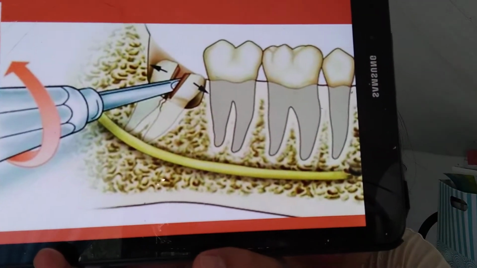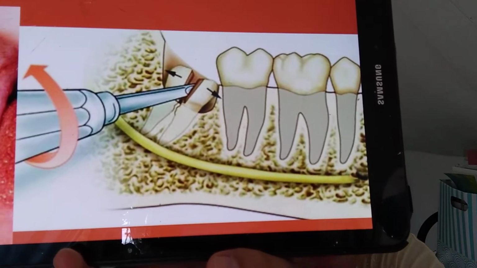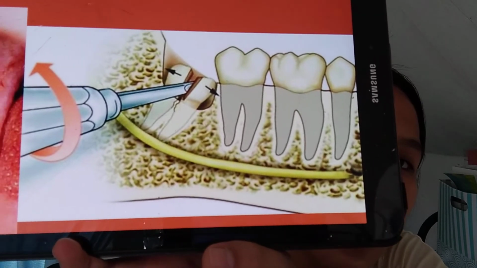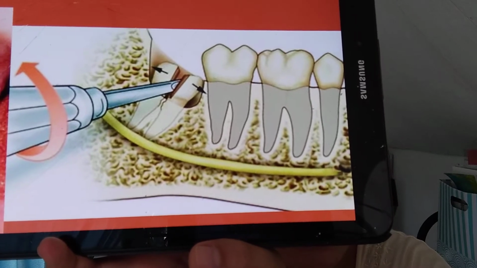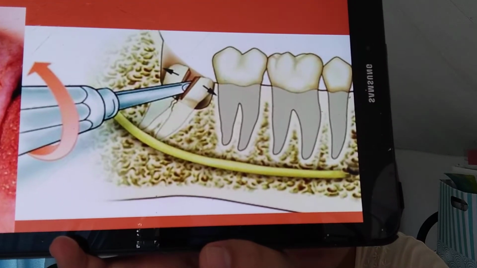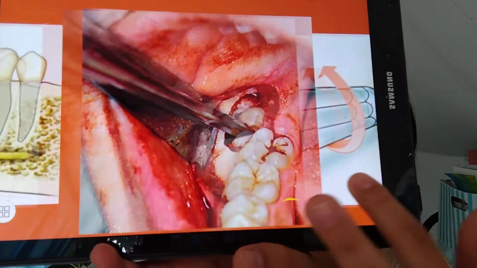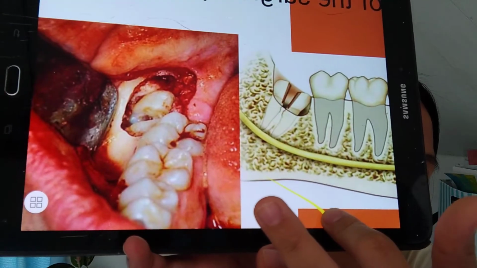Sectioning is achieved using a straight elevator, which after being placed in the groove already created is rotated and furthermore separates the roots. This separation of the tooth allows for limited bone removal, thus causing less trauma and faster completion of the surgical procedure.